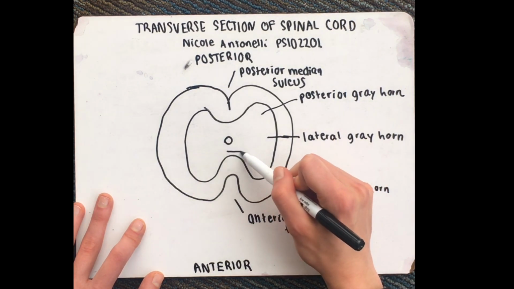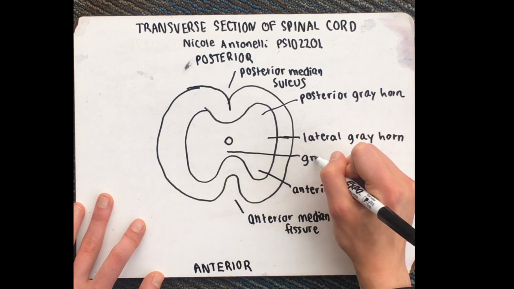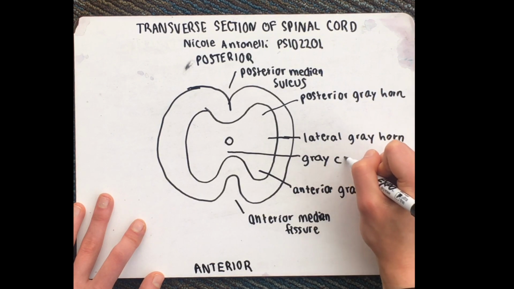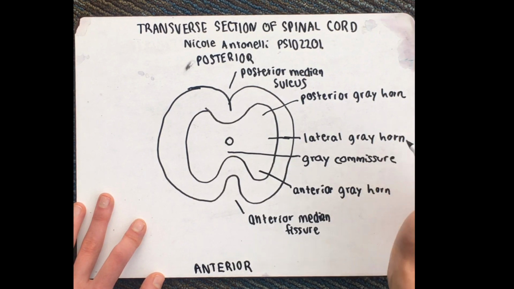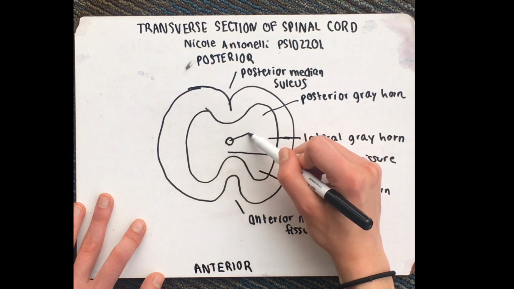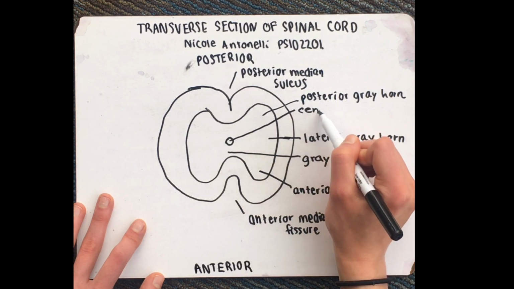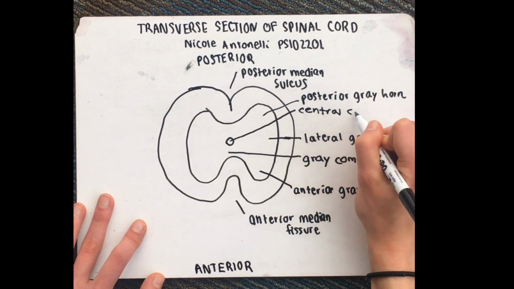Also within the gray matter, we have the gray commissure, which is a narrow bridge of gray matter that connects the right and left sides of gray matter in the middle of the spinal cord. We also have the central canal, which is in the center of the gray commissure, and it contains cerebrospinal fluid.